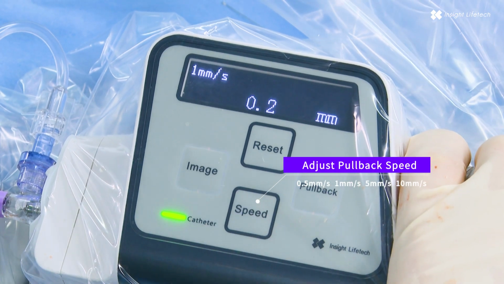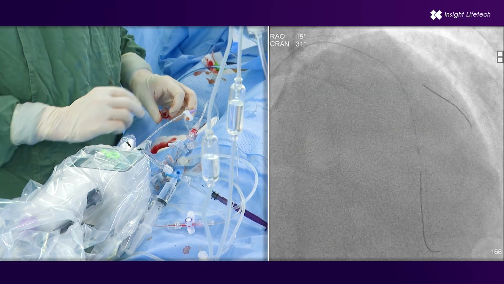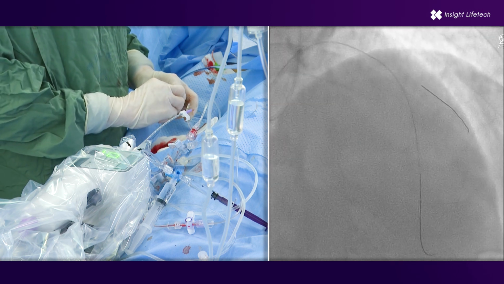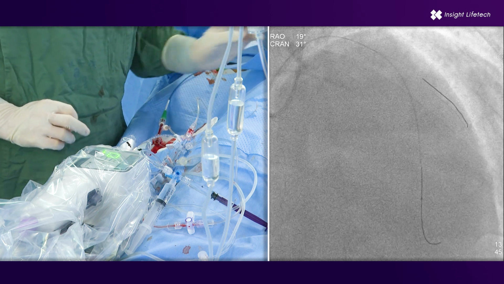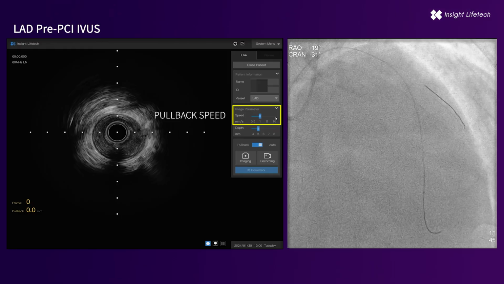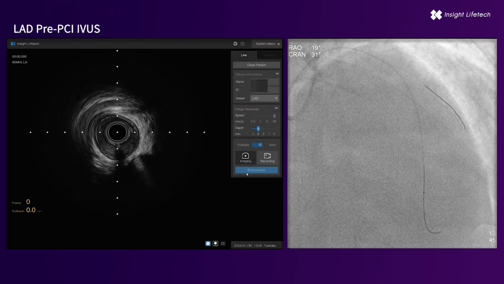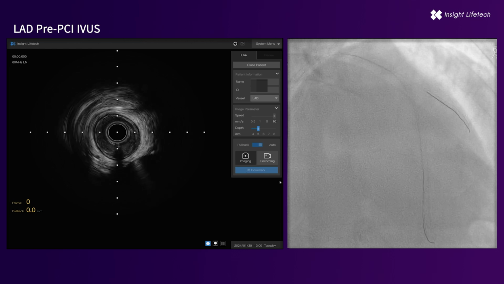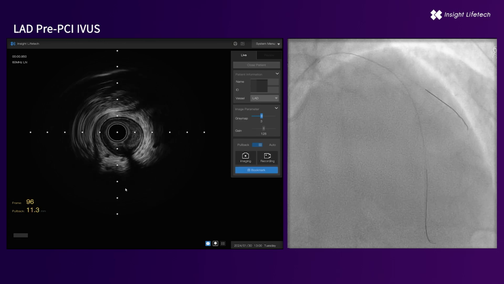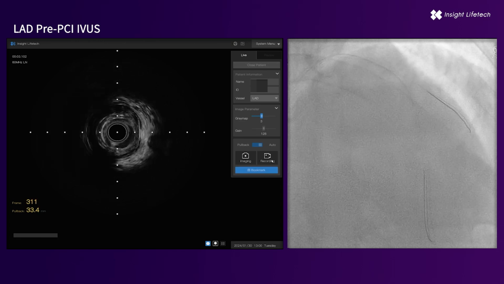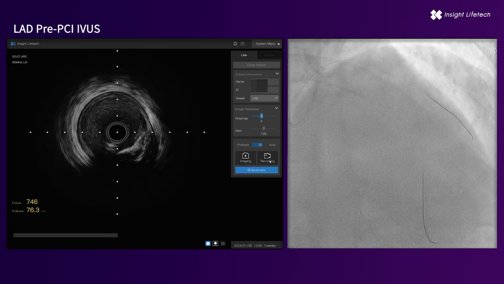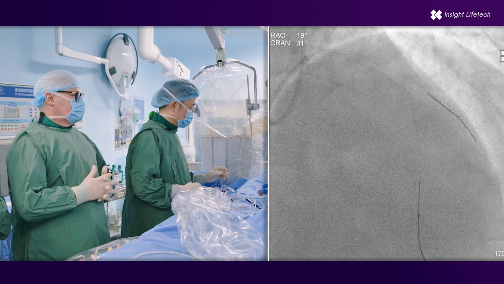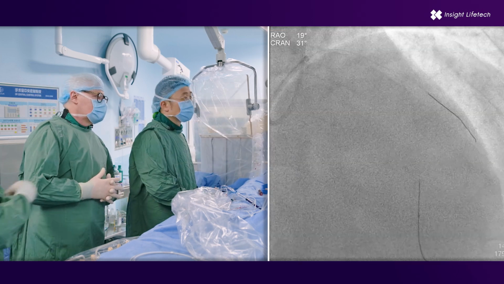We have some artifacts, but now we are in a distal LAD. You see the vessel here is okay, and it's like 2.5 in diameter. And now we pull back, and you see immediately very diffuse disease there. But of course we need to carefully assess.